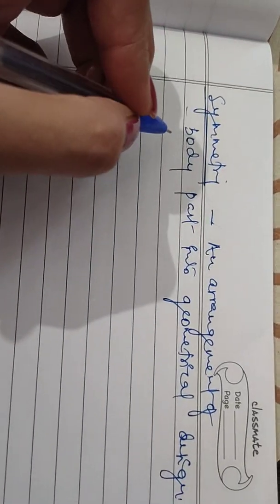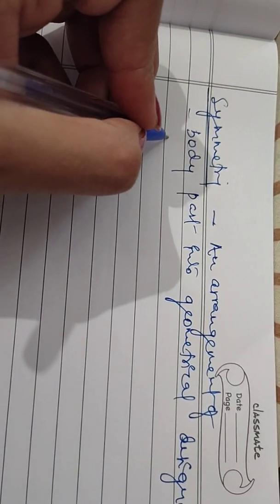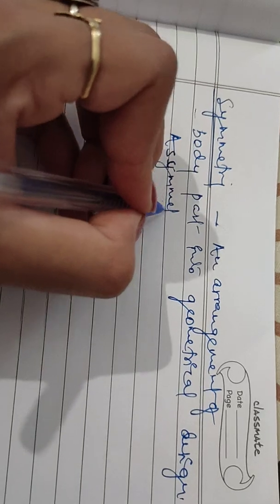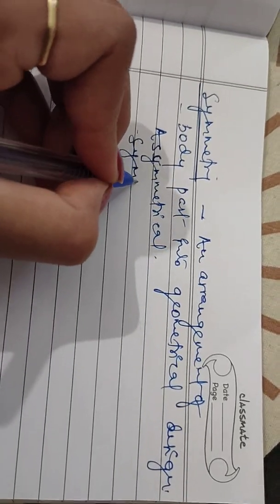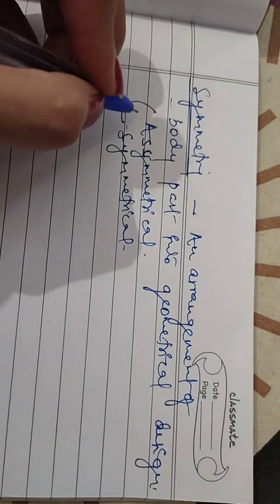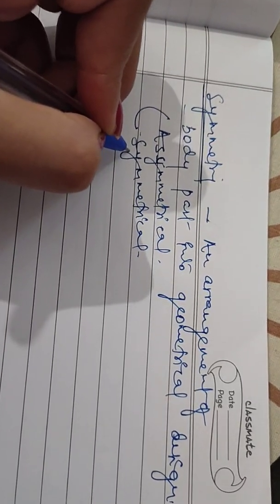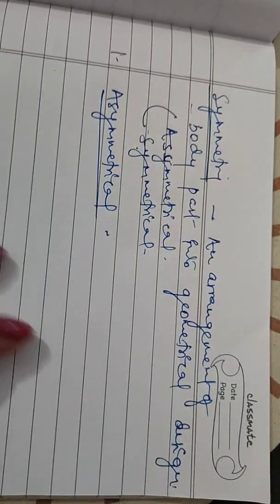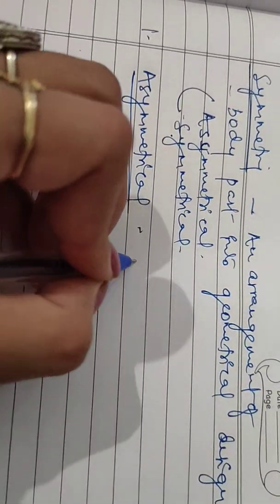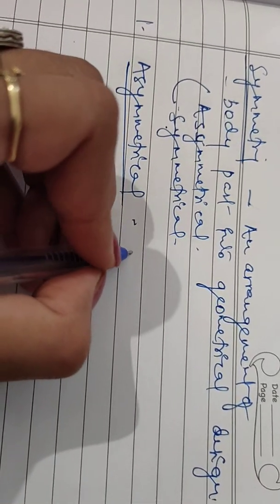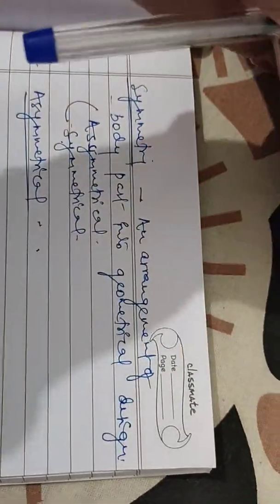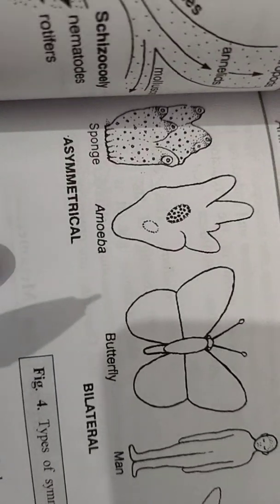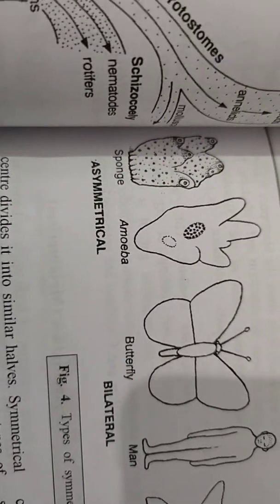You have studied symmetry in maths also. All animals are either asymmetrical or symmetrical. It means that they don't have any symmetry or they must have symmetry. The first one is asymmetrical. Asymmetry means the animal cannot be divided in any plane into equal parts. You can see in this diagram, these are sponges or amoeba, which are asymmetrical.